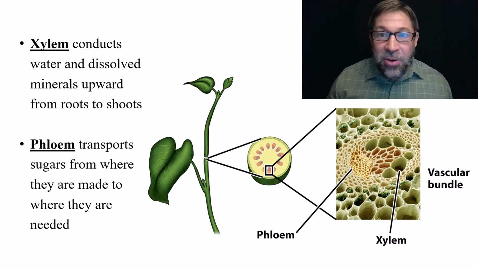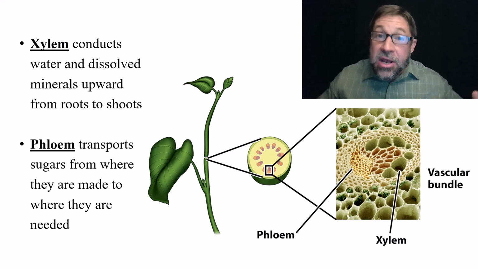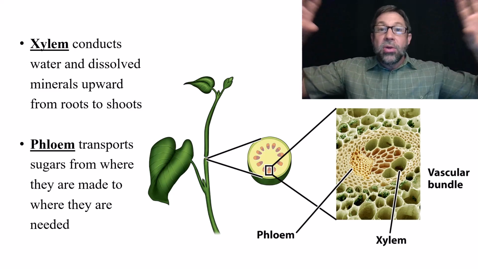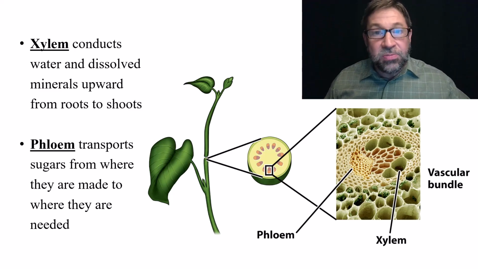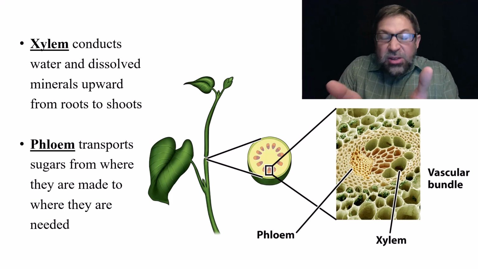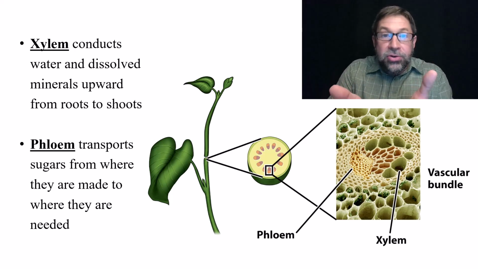The xylem conducts water and dissolved minerals in one direction, upward from roots into the shoots, where the water is lost out of the stomata in the process of transpiration, as we've covered. The xylem are the very large pipes that you see on that vascular bundle.